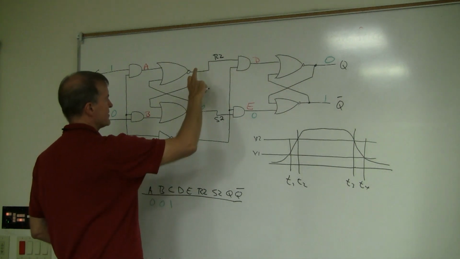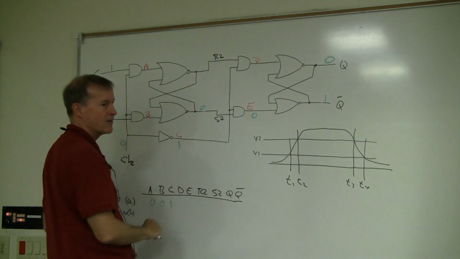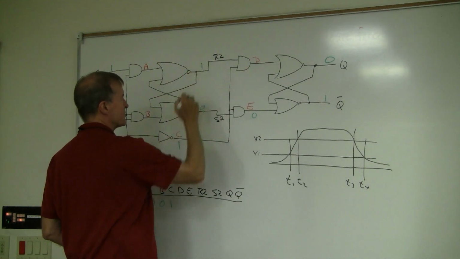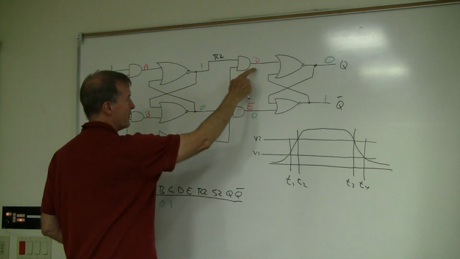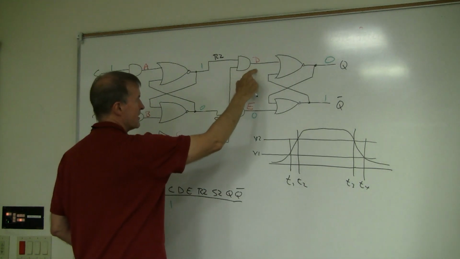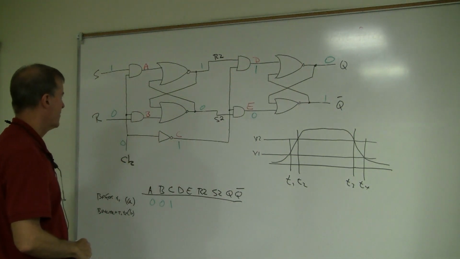But we know that this is the Q and the Q bar of the master, and so we know this is the opposite. So this is 1. And now can we figure out what's at D? Well, now we have a 1 coming in this AND gate, a 1 coming in this AND gate, so D must be 1. I think we have all of our points, right?